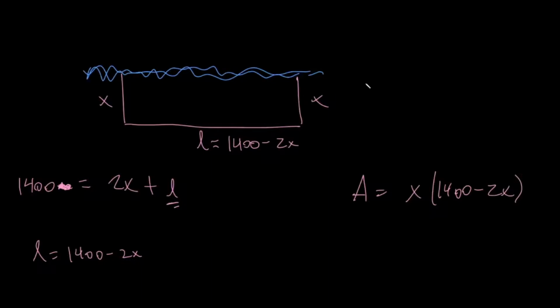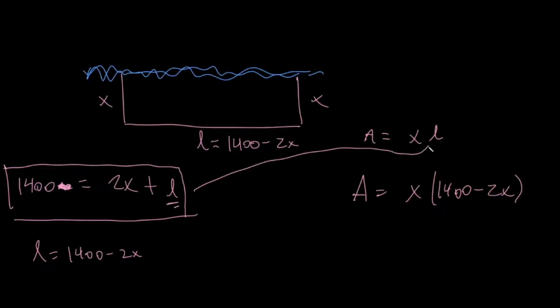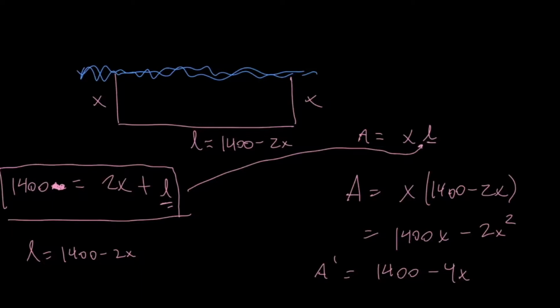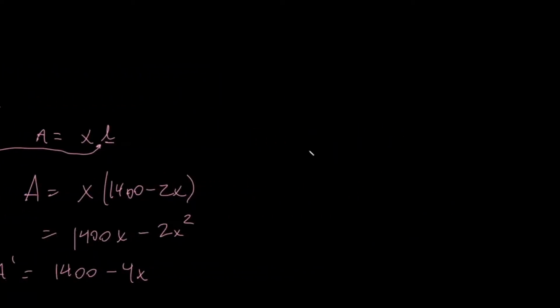If we had done it earlier, before making the substitution, it would have been x times L. Well, that's not in one variable. That's why I had to make this substitution. And so now I have this. I'm going to simplify before I differentiate so I can save myself some trouble and grief. 1,400x minus 2x squared. Here's my area function. I'm going to go ahead and differentiate. A prime is 1,400 minus 4x. And I want to set that equal to 0. So I get 0 equals 1,400 minus 4x.